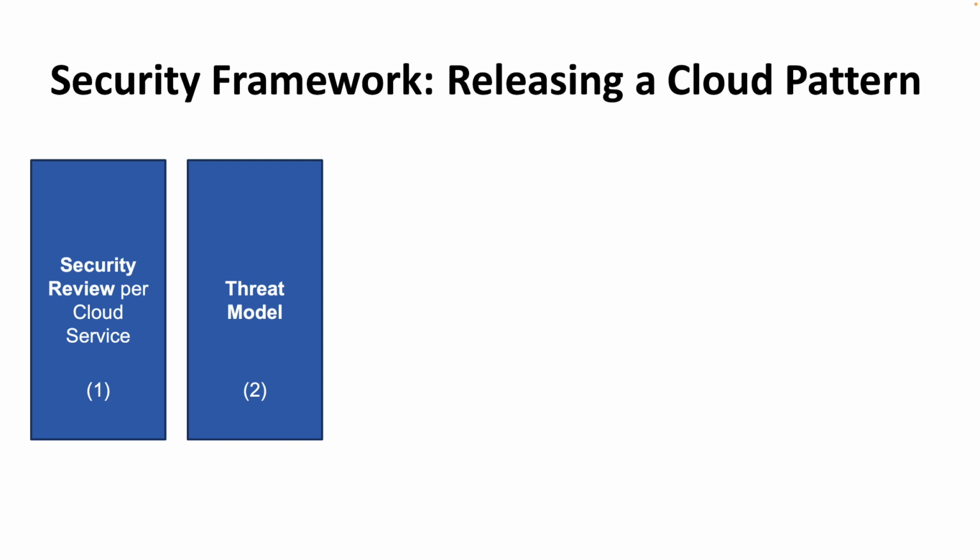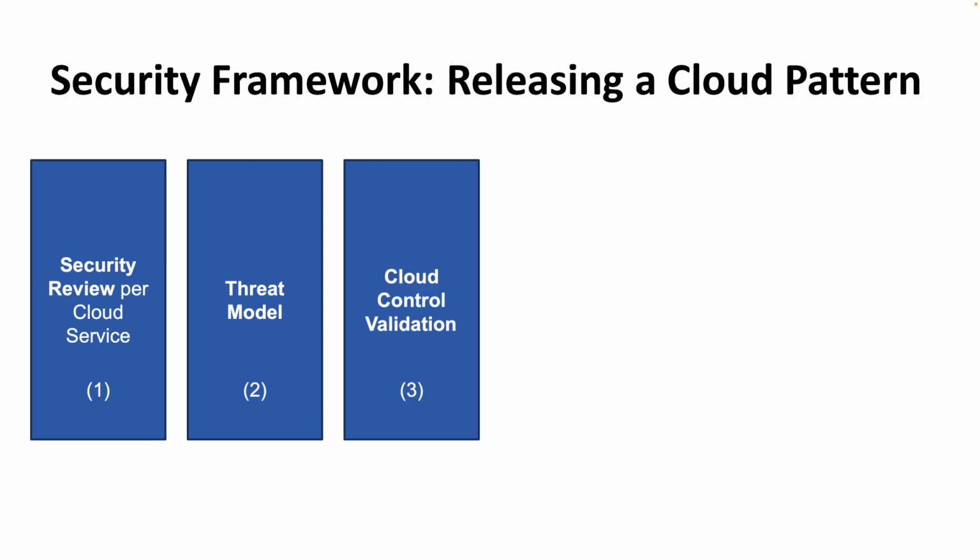The next step is to do a threat model. A threat model is a security exercise where we map all the links between the different cloud services, and we try to identify the different threats we can have between the different services. Our goal at the end is to define an idea about the security posture of the cloud pattern we want to release.